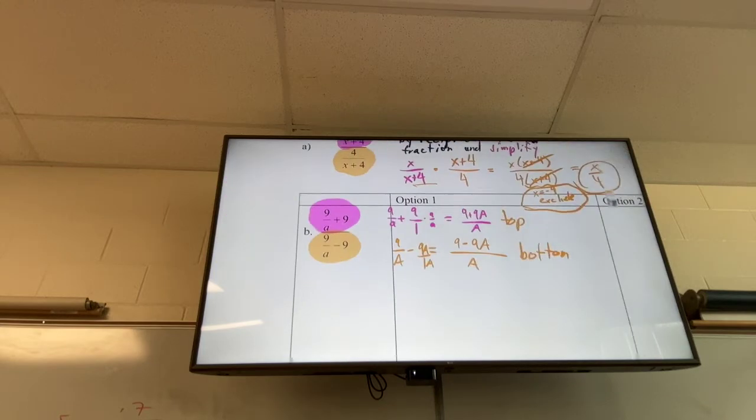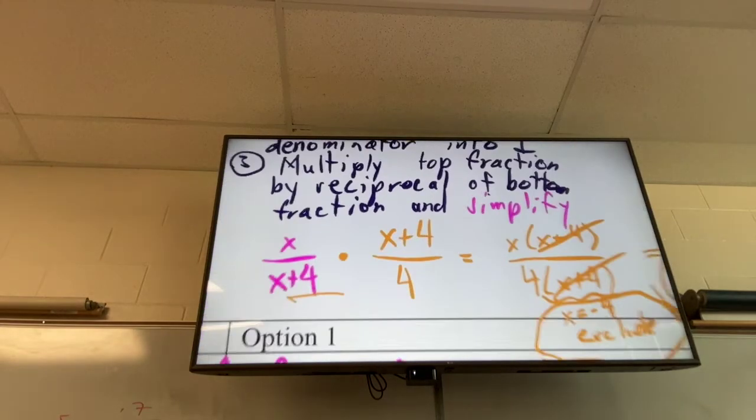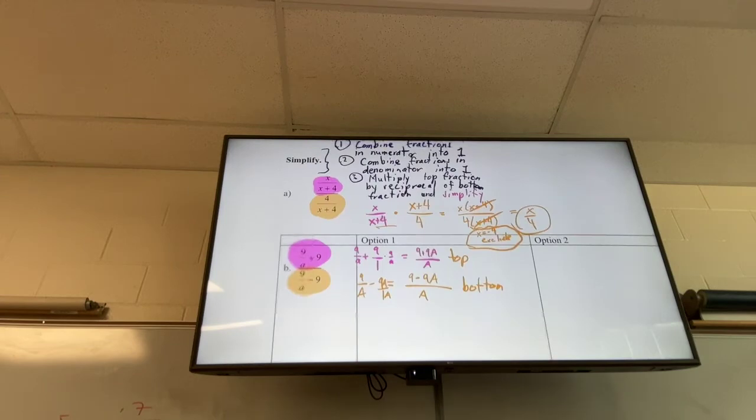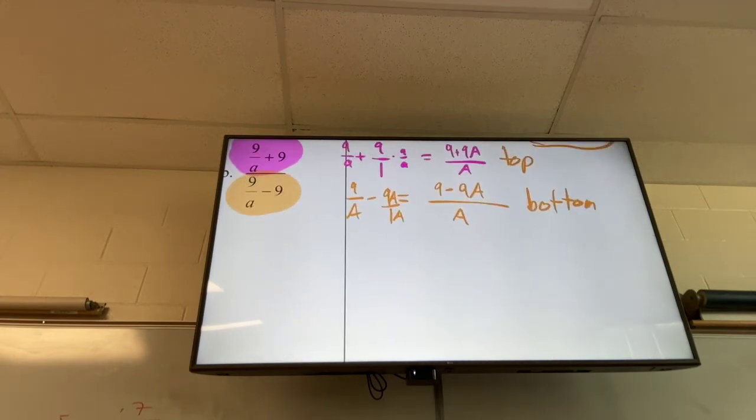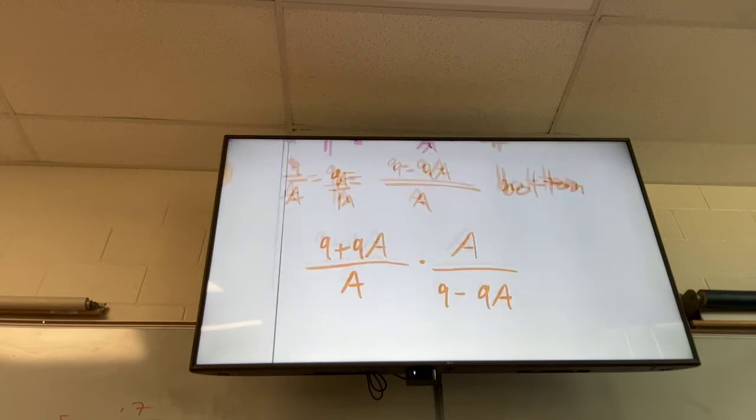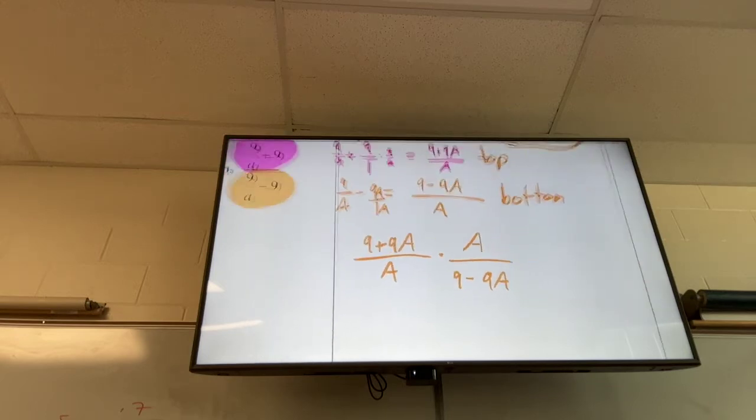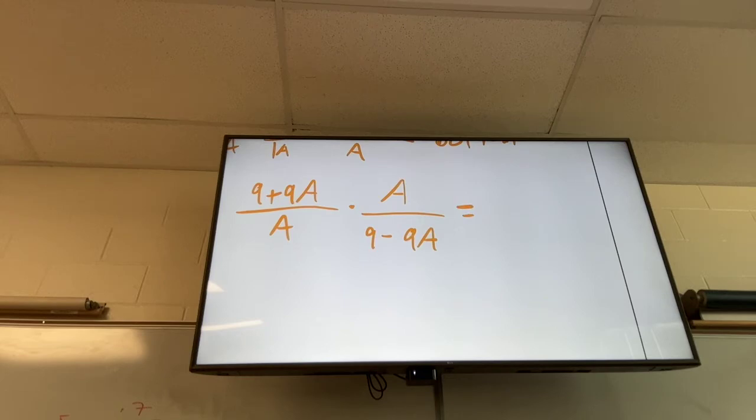Third step is what? We multiply the top fraction by the reciprocal of the bottom fraction. So we multiply that top fraction, 9 plus 9A all over A, times the reciprocal of the bottom. Okay, this is multiply across, but don't distribute because that makes life hard.